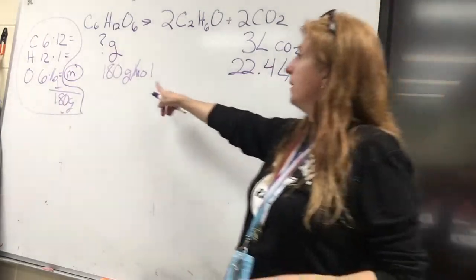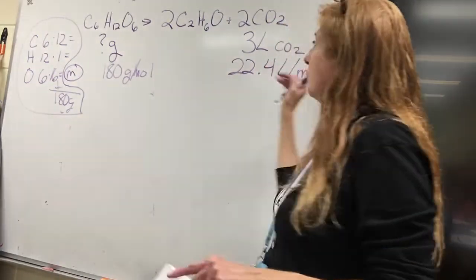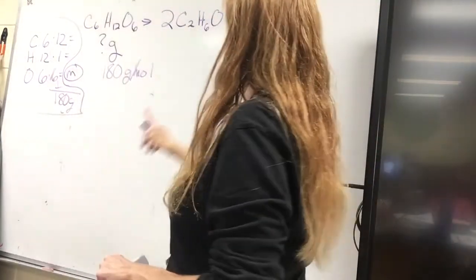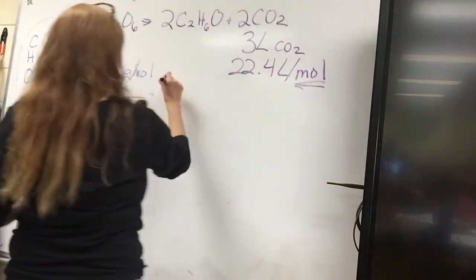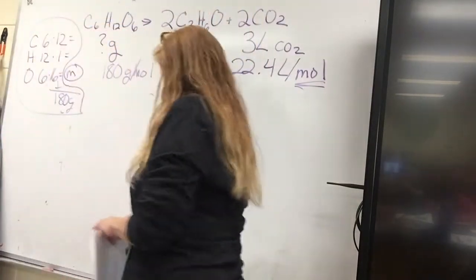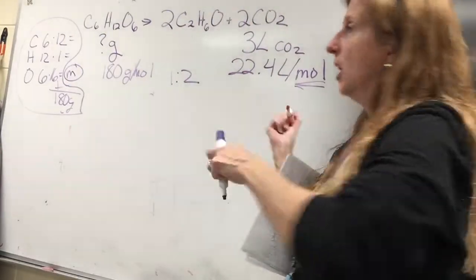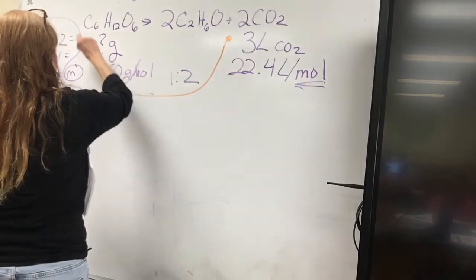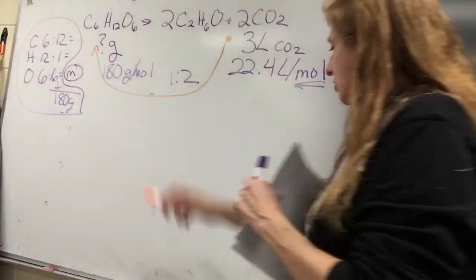Okay, so now we have molar mass. For both of these, we've gotten to moles. So what do we need next? The ratio, which is what? 1 to 2. Now what do we draw? The U. And we start with what we know and go to what we don't. So we're going to start here and go around over to here, and that tells us the order to do our problem in.